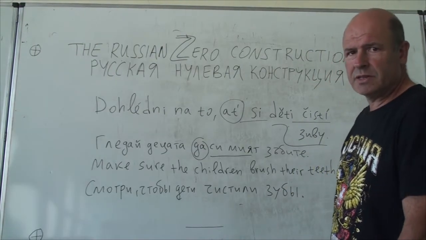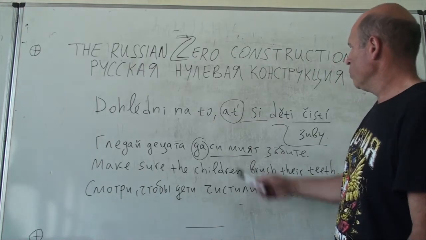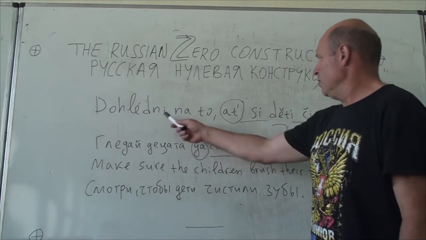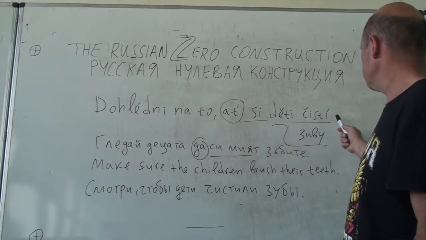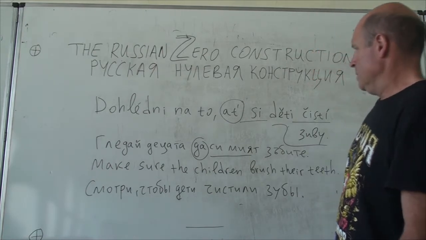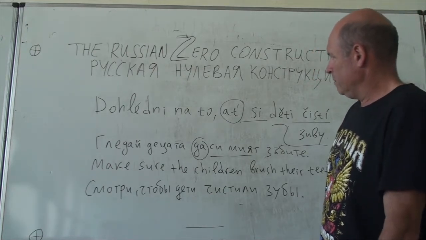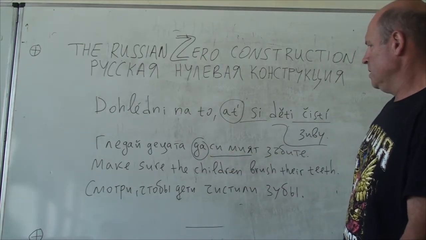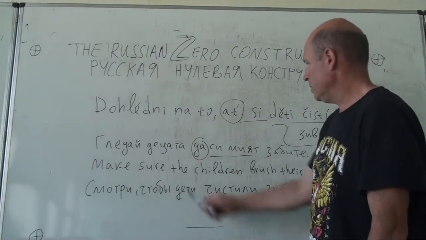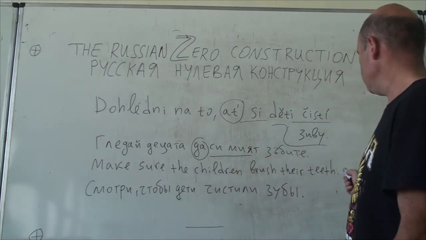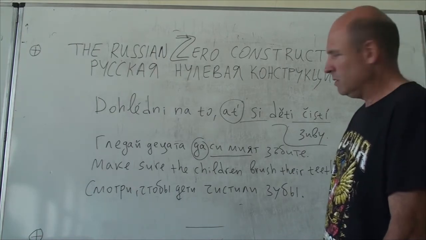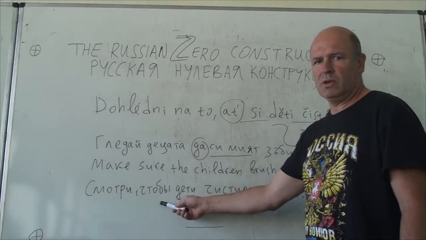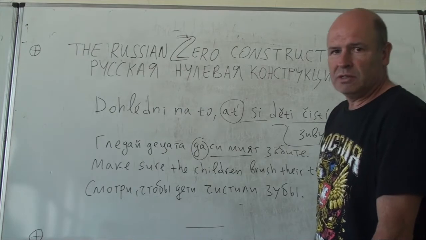In Czech, instead of the da construction, we have an ad construction. For example, Догледни на то, ад си дети чисти зуби. In Bulgarian, we'll have again a da construction. Гледай децата да си мият зъбите. Which in English will be make sure the children brush their teeth. In Russian we have смотри, чтобы дети чистили зубы. Here we have a subjunctive construction.